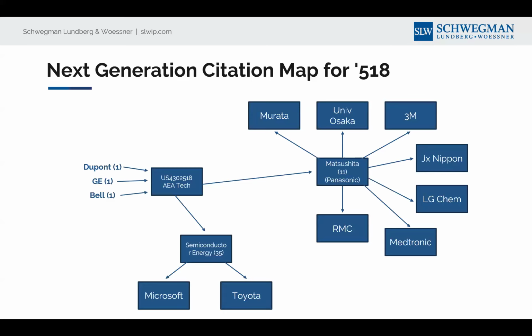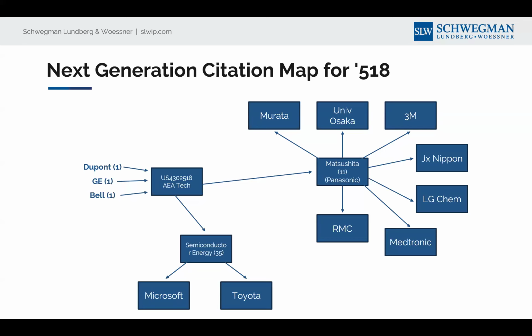Okay, so this is one type of citation map, and you can see the 518 Goodenough et al. patent there with the backward citations from DuPont, GE, and Bell. You can see that 35 Semiconductor Energy patents cited back to the Goodenough et al. patent, and 2 companies, Microsoft and Toyota, cited to 1 or more of the Semiconductor Energy patents. And this is in regard to electric vehicles. So they would have been cited later. They weren't cited in the 1980s or 90s, but in the 2000s. And so the technology then jumped from straight energy storage, just batteries, to semiconductors and transistors, to electric vehicles.